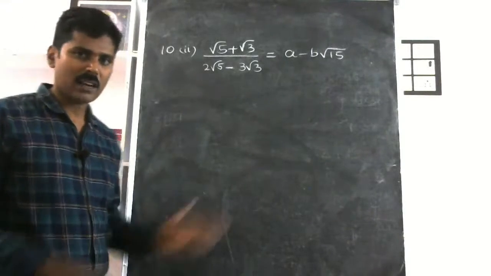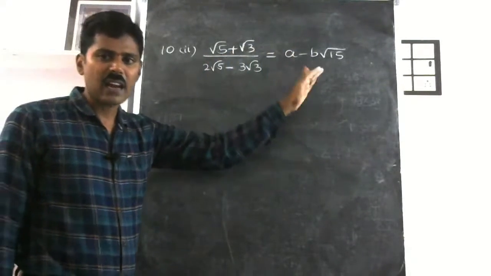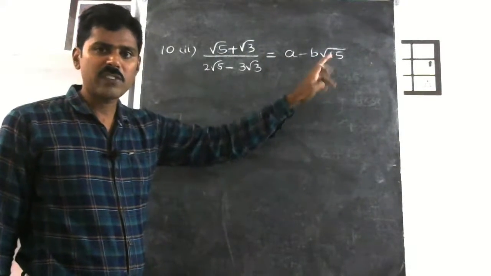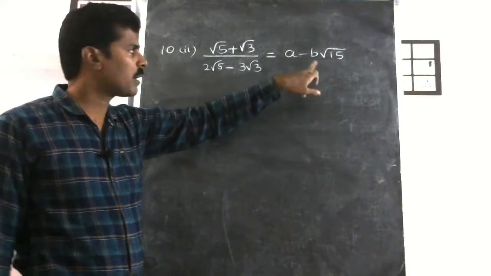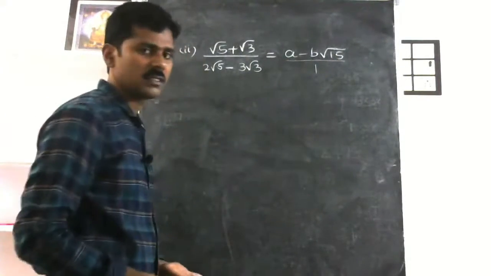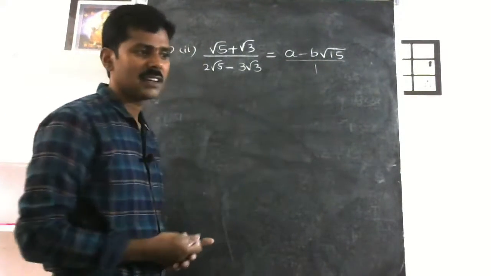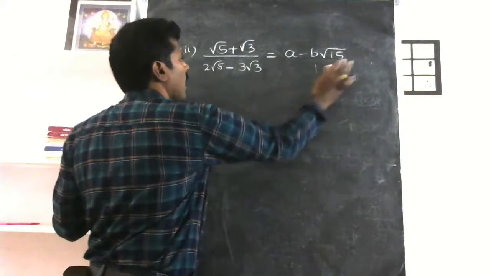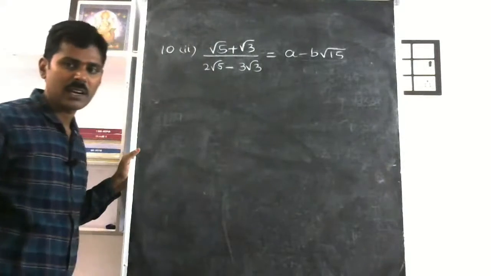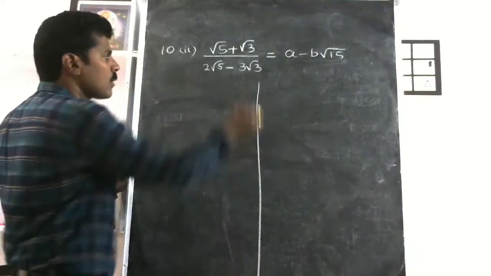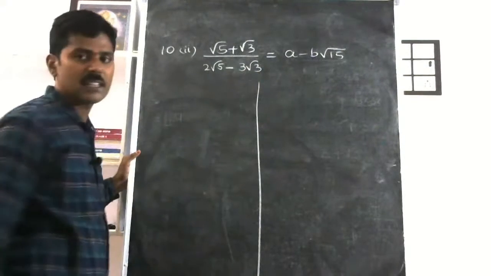We have to check the right hand side. In the right hand side, they have given a minus b root 15, which is irrational. So that means the denominator is rational, so we have to rationalize the denominator. We should check what the question mentions. So we have to rationalize the denominator.